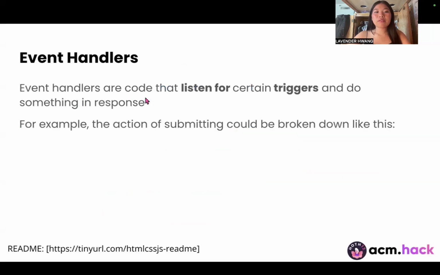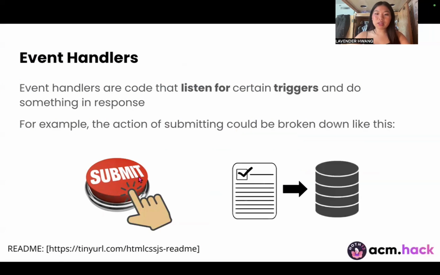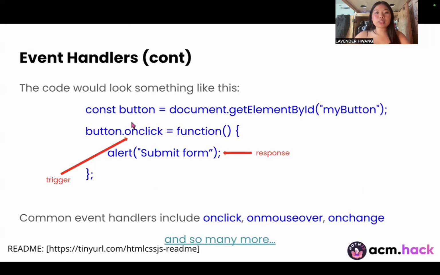Okay. Event handlers. Event handlers are code that listen for certain triggers and do something in response. For example, the action of submitting a form. So you have your submit button. Let's say I click my submit button. Once I click it, it's going to send my form to some database, right? But this won't happen unless this happens. So clicking the button can be thought of as a trigger, and submitting the form to the database would be the response. The code would look something like this.